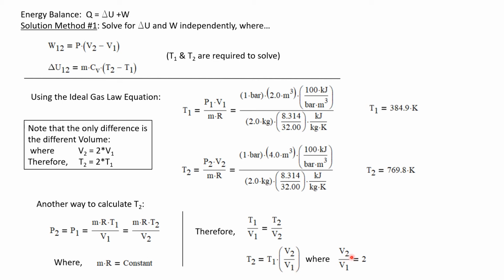Well, remember that V2 over V1 is 2 because the volume doubled during this process. And so I get, once again, that T2 is double T1, or 2 times 384.9 Kelvin. And once again, I get T2 is 769.8 Kelvin.